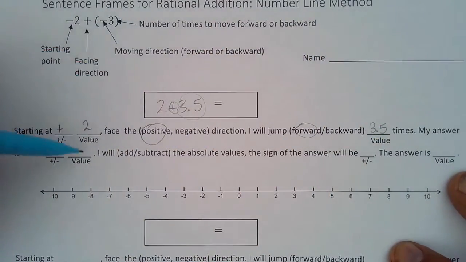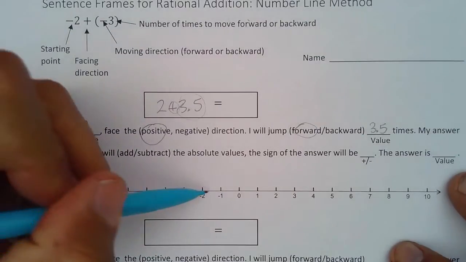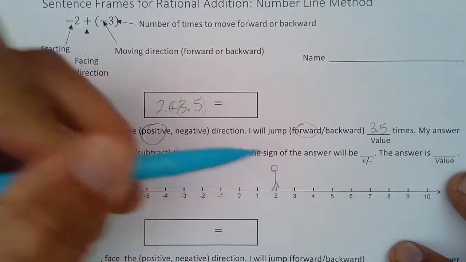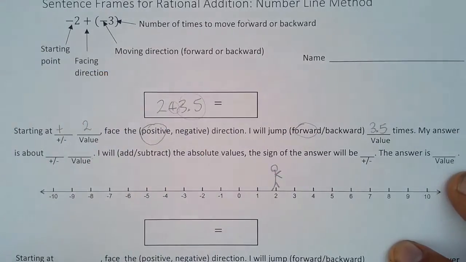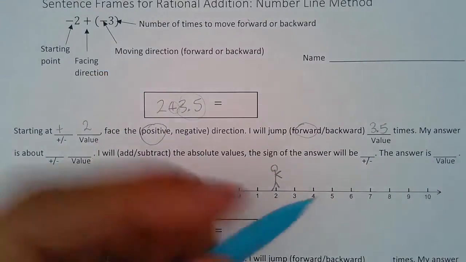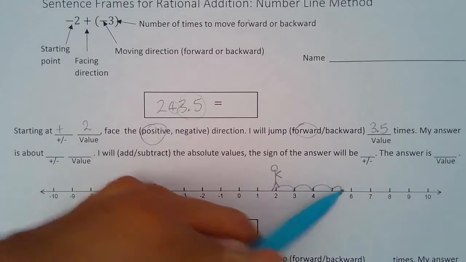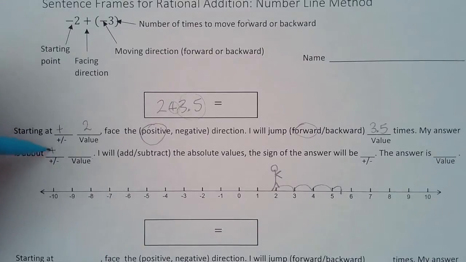So this is a great time to stop. Okay, start at positive 2. Face the positive direction. And I'm going to move forward 3.5 times. So 1, 2, 3, and then a half. So it looks like that one's going to be about positive 5.5. And I made it super easy on that one.